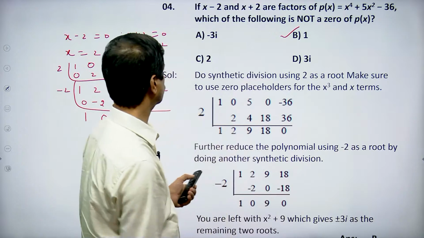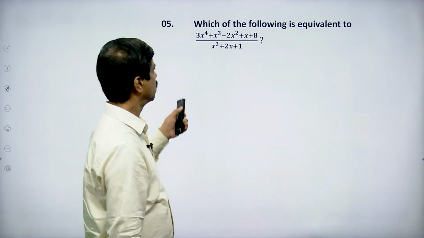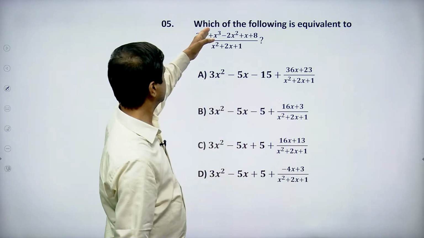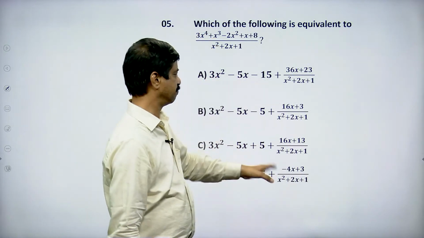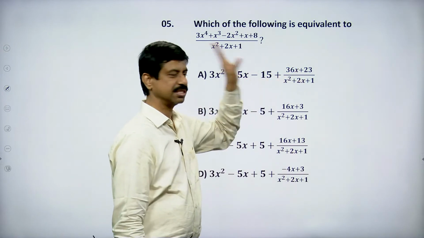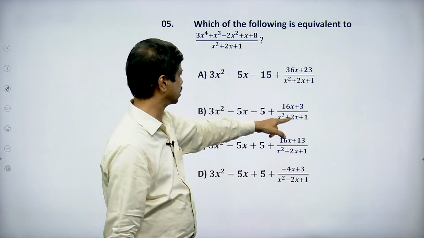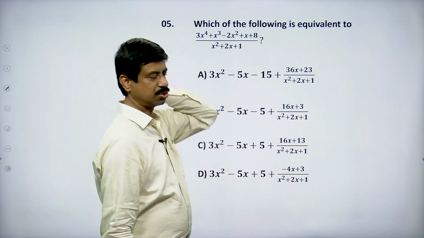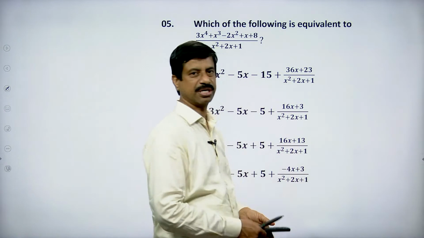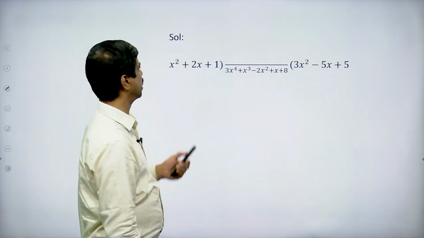Okay, let's go to the next question. Which of the following is equivalent to this? So I need to divide this by this. So I'll get some quotient plus remainder by divisor. So x square plus 2x plus 1, everywhere divisor is same. So whether the remainder is this or not is important. Which is the remainder is important. So therefore you divide numerator by denominator.